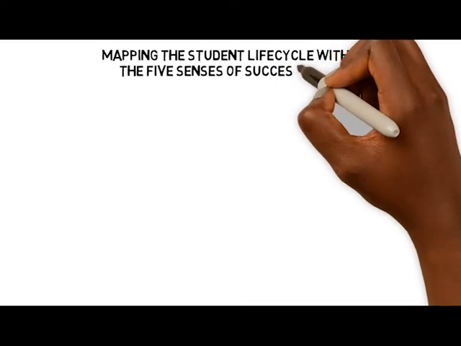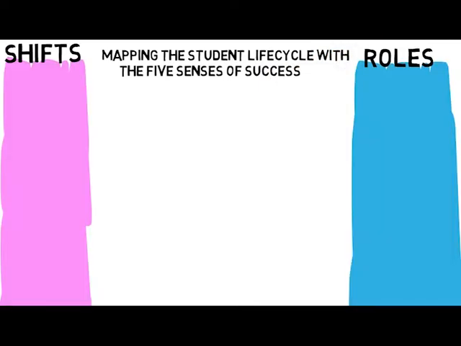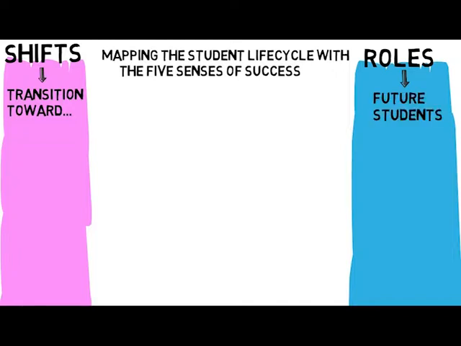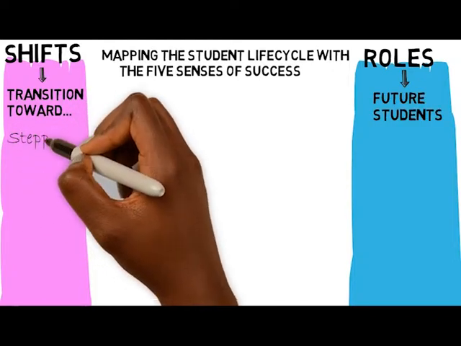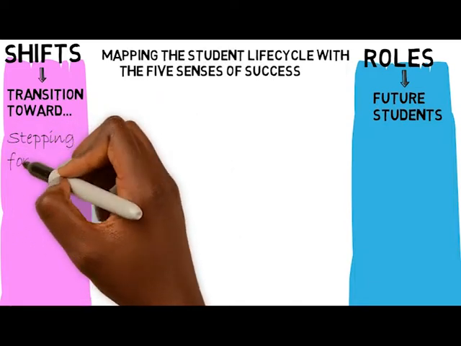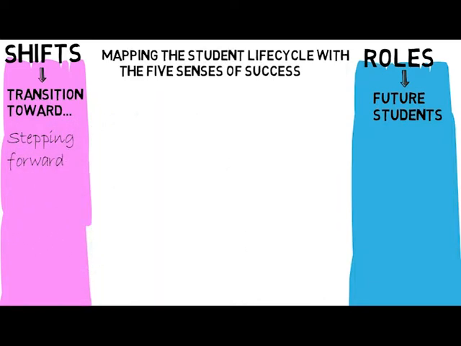So we talk about the transition towards as being the front end of the life cycle, and this is where we ask students to step forward into the experience of being a university student. And really, the stage is transition towards, and the role or the identity claim is me being a future student. So the transition phase is about stepping forward, and the role is about aspiring.